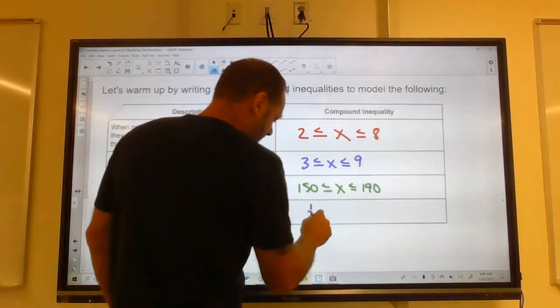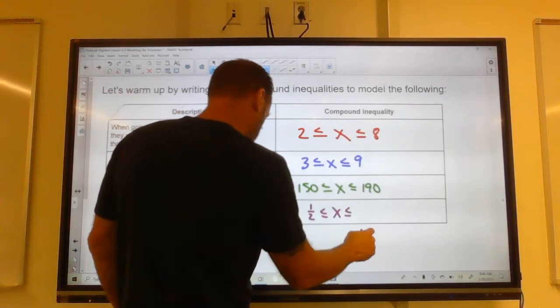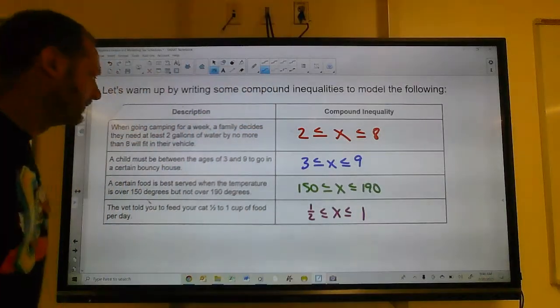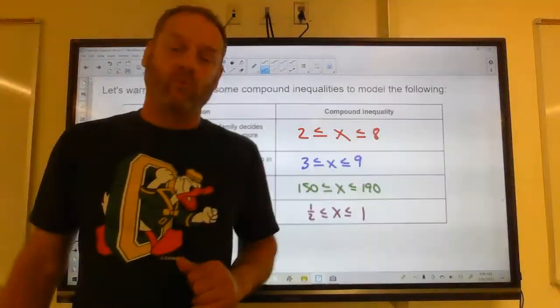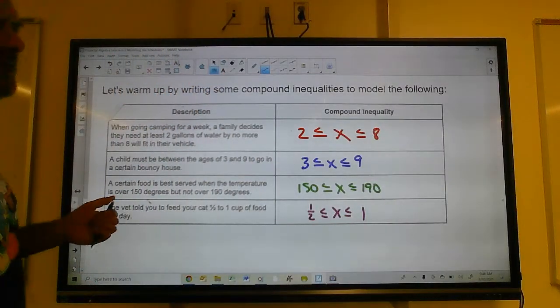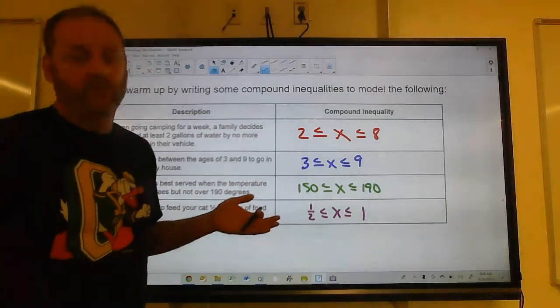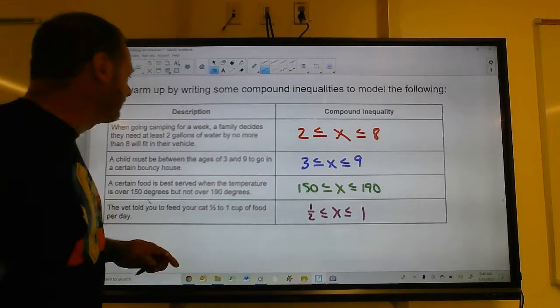Okay, so we're going to have 1/2 ≤ x ≤ 1. Now, all these I used x. You don't have to use x. You can use any variable you want. Okay, but x is the one we generally use. A lot of times we use t also for time. A lot of problems are time problems in math, and so you use t for time.